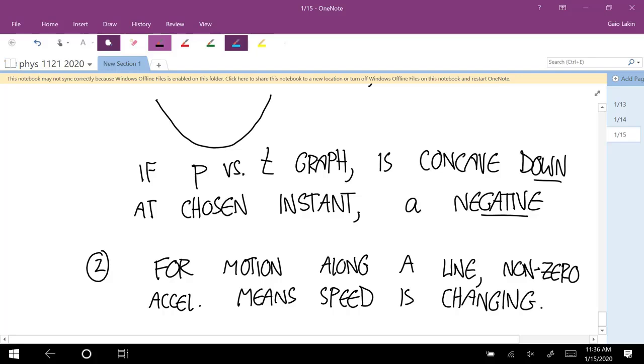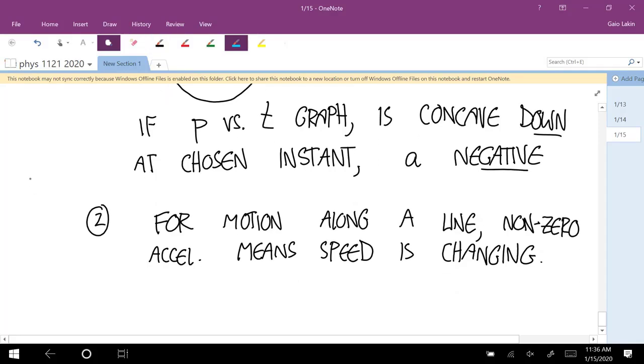We'll see when we get to two-dimensional and three-dimensional motion that that's not necessarily true, because since objects can change their direction, the velocity can change even if the speed is staying the same. But for now, a non-zero acceleration means the speed's changing.